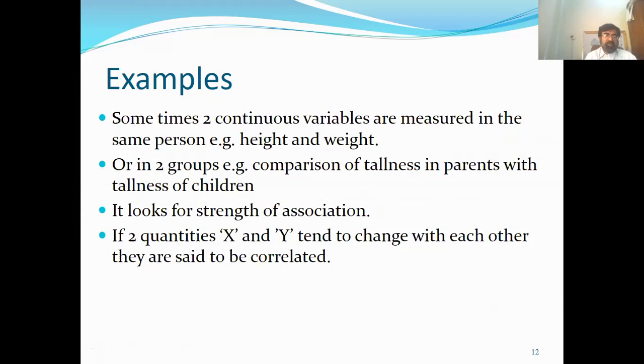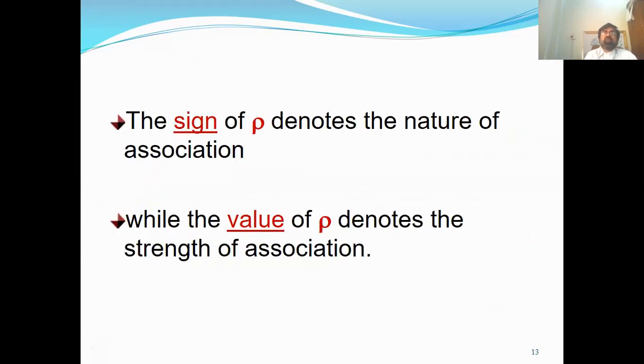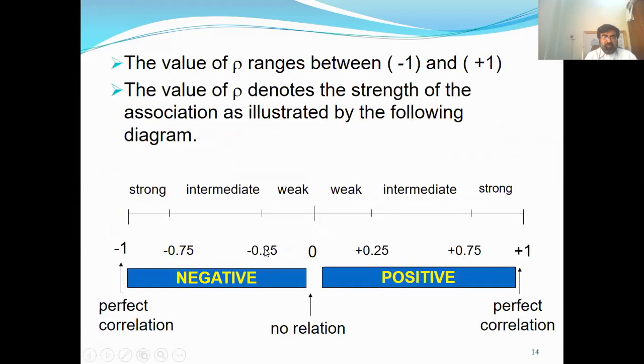There is a correlation between those two quantitative variables. The sign of rho denotes the nature of association, while the value of rho denotes the strength of association. As I have already discussed, the values of rho range from -1 to +1. The closer the value to +1 and -1, the stronger the relationship between the two variables, and the closer it is to 0, the weaker the relationship. So nature of association means negative or positive association, and value of rho means strength of association.